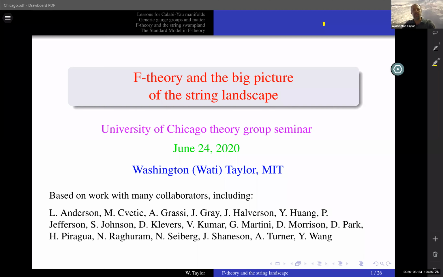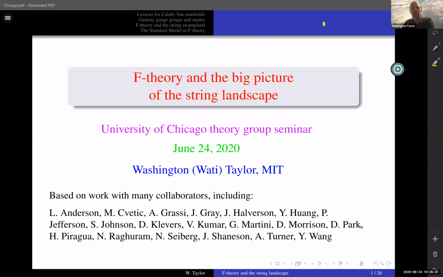All set. Great, thanks a lot, Sav. So let me just share my screen here. As I was saying to Sav, I'm going to try a slightly new technical board software, which hopefully will work smoothly. Can everybody see the screen again? Yeah, the screen is coming up. Okay, great, perfect. Okay, so yeah, thanks a lot for having me.